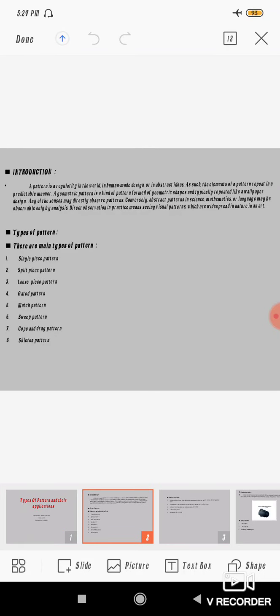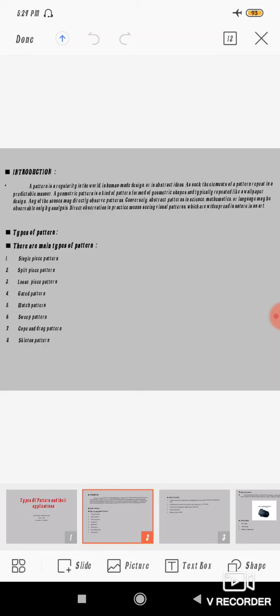Introduction. A pattern is a regularity in the world, in human-made design, or in abstract ideas. As such, the elements of a pattern repeat in a predictable manner. A geometric pattern is a kind of pattern formed of geometric shapes and typically repeated like a wallpaper design.